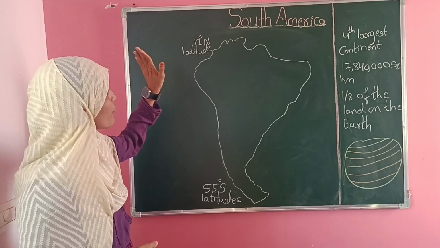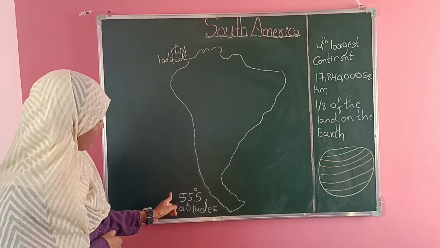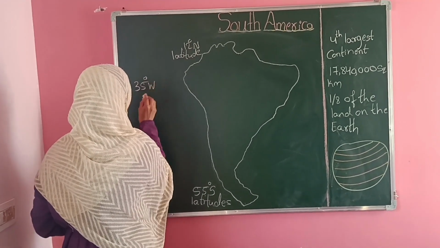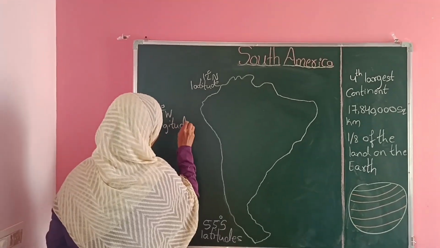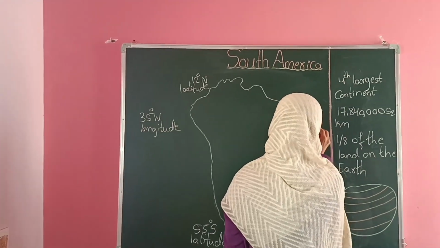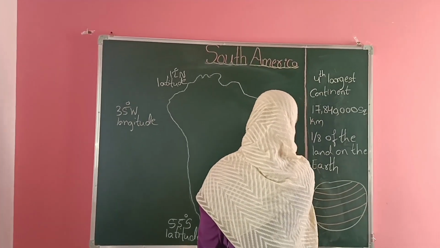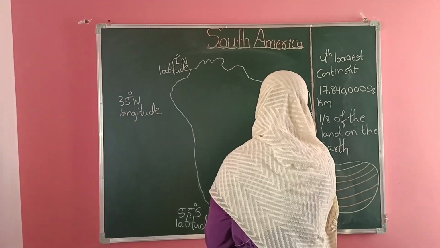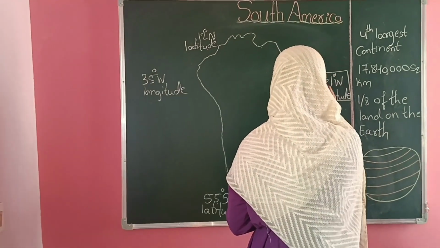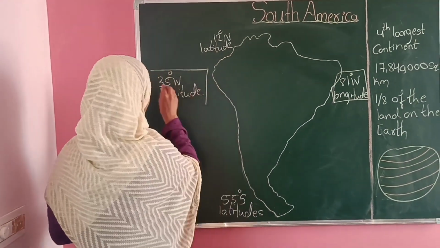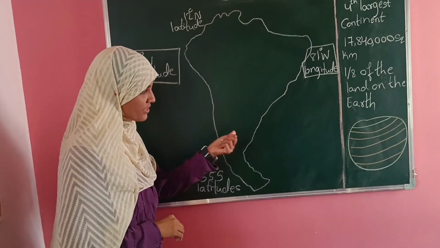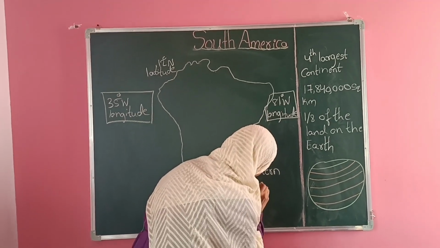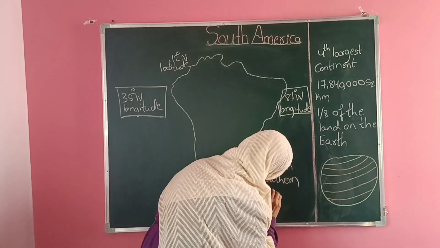Here the latitude of South America is 12 degrees north to 55 degrees south, and the longitude is 35 degrees west to 81 degrees west. And South America lies in the western and southern hemisphere.